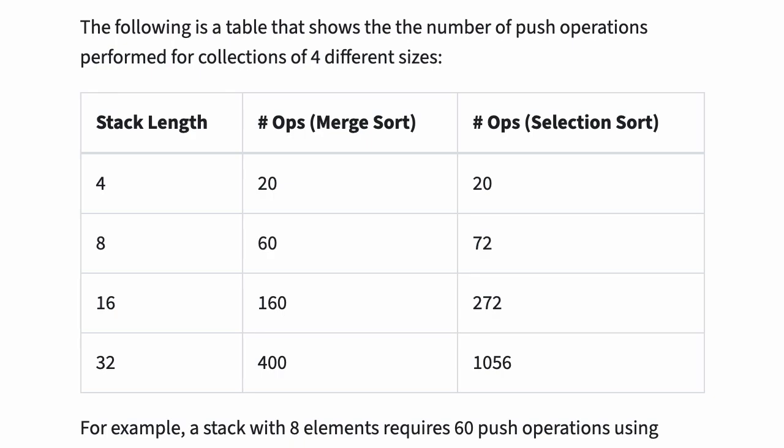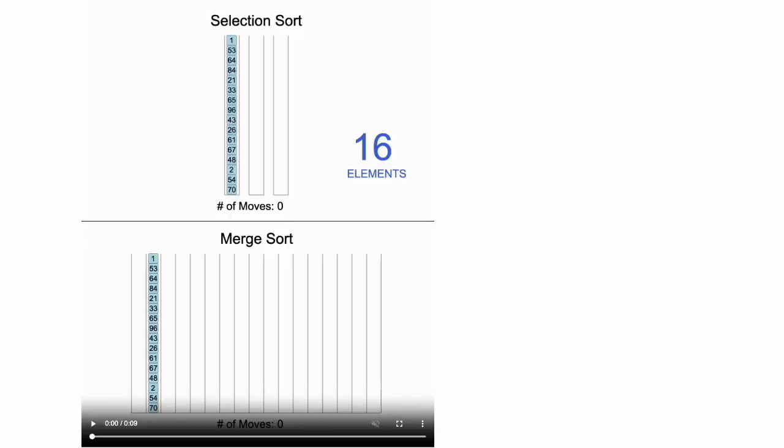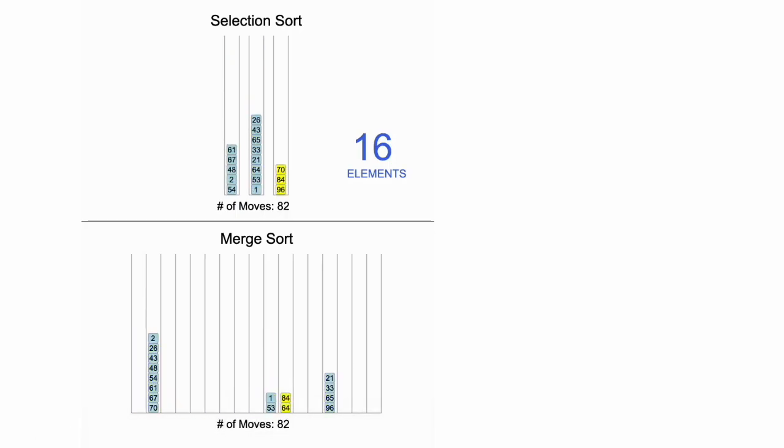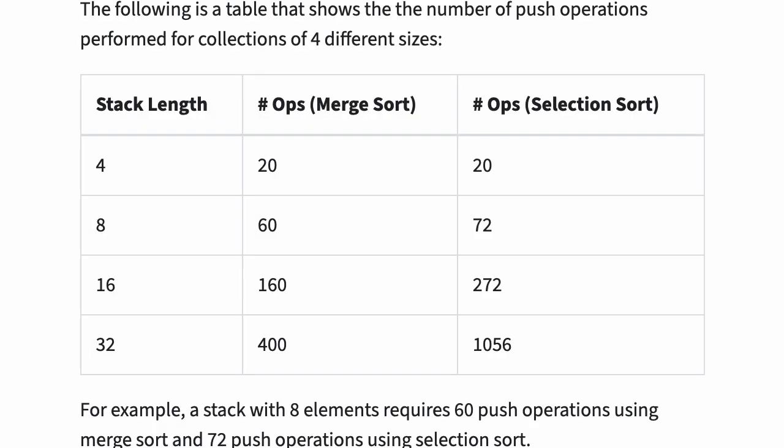For example, a stack with 8 elements requires 60 push operations using merge sort and 72 push operations using selection sort. Here's an animated comparison of selection sort and merge sort for 16 elements. As the number of elements increases, both merge sort and selection sort require more operations. But notice that the number of operations increases much faster for selection sort than merge sort.